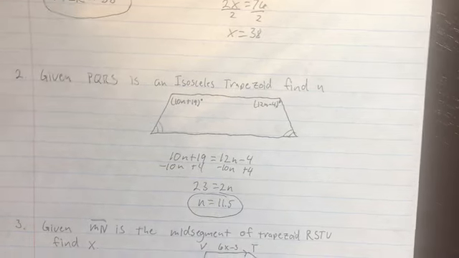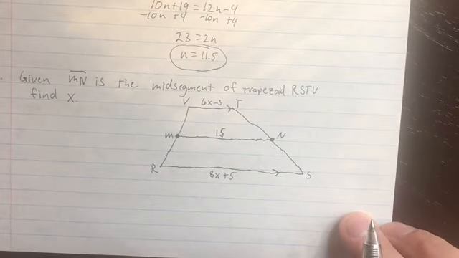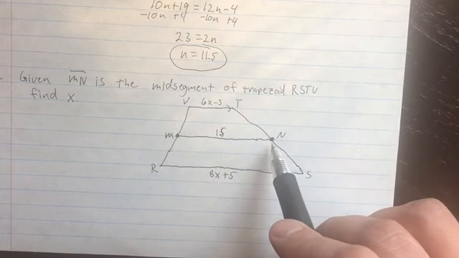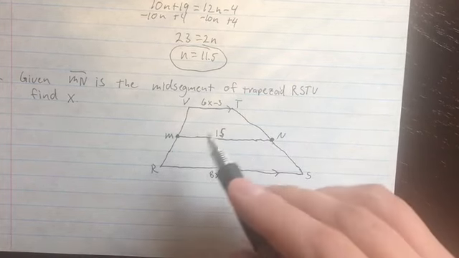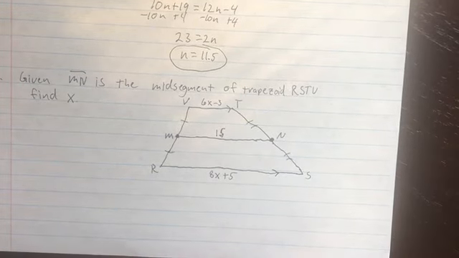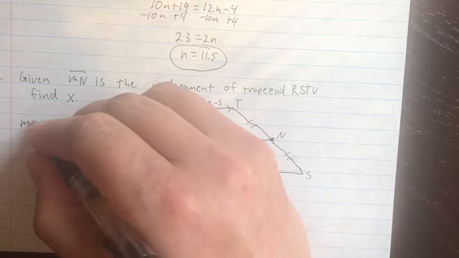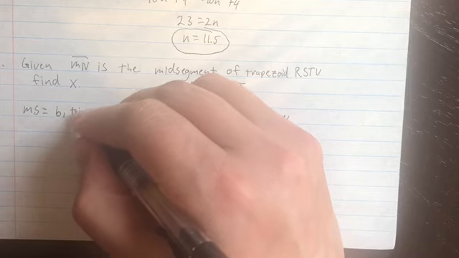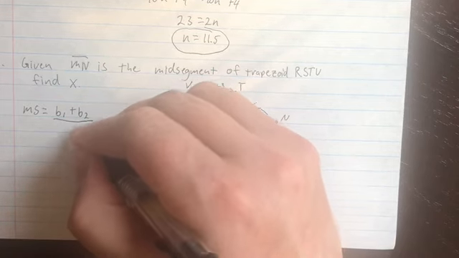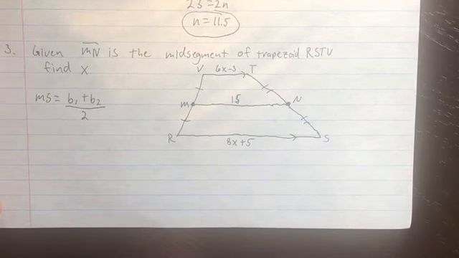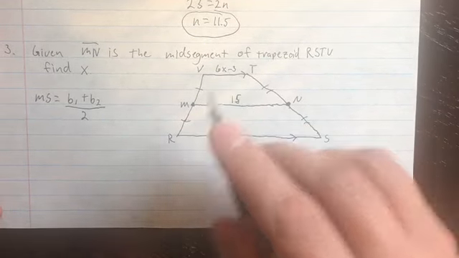And finally, our last one involves a midsegment. So it says given MN is the midsegment of trapezoid RSTV, find X. So MN has to be a midsegment, therefore M and N are both midpoints. So I could mark these little segments congruent, and we'll use the midsegment formula. As we discussed earlier, the midsegment is equal to base 1 plus base 2 over 2. It does not matter the order in which we pick our two bases. So let's take the top one, let that be base 1.